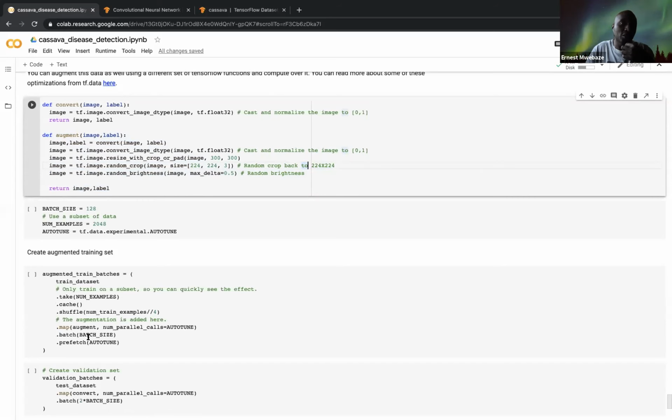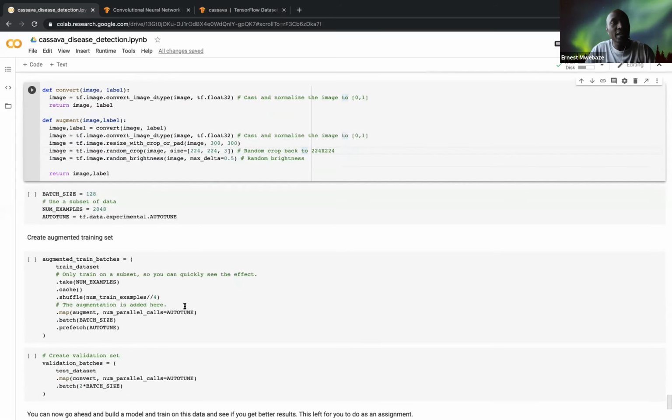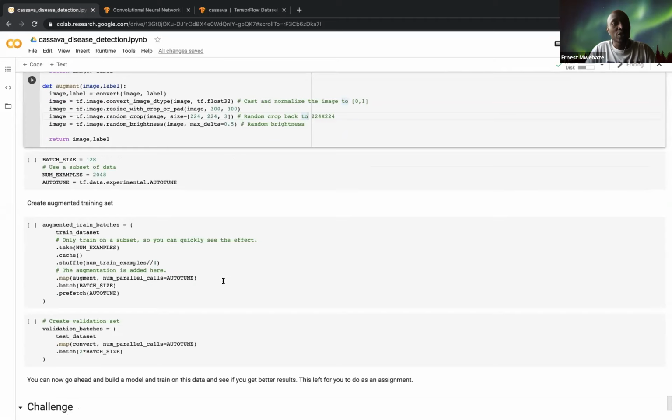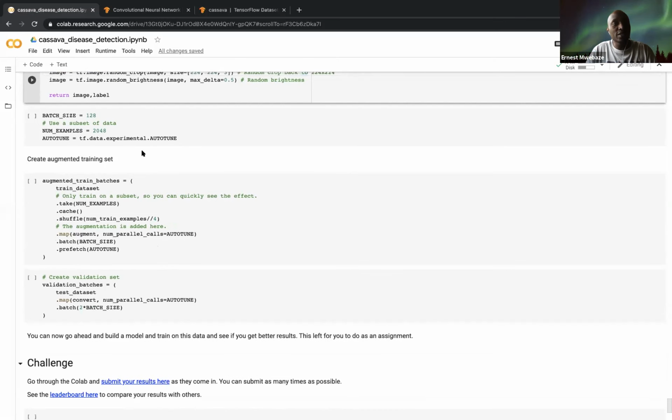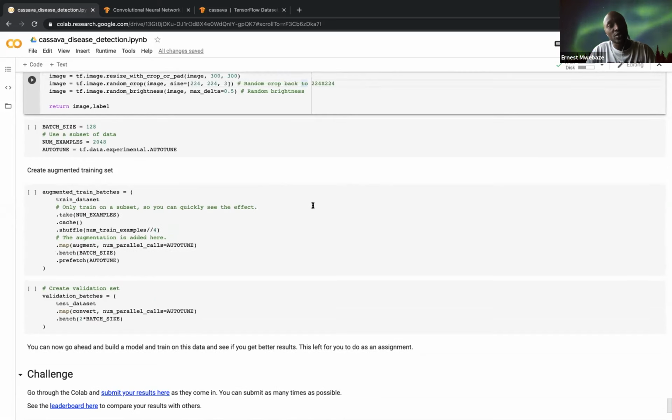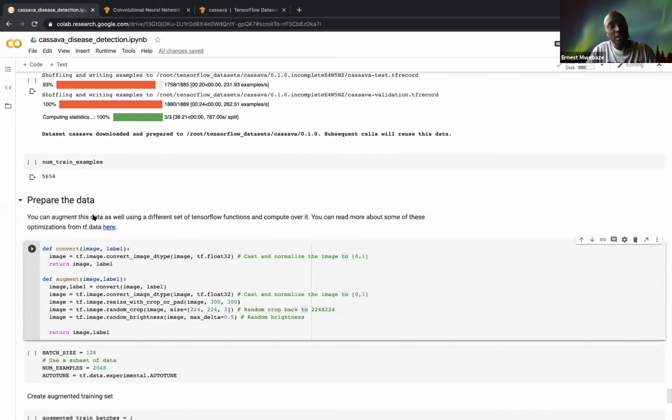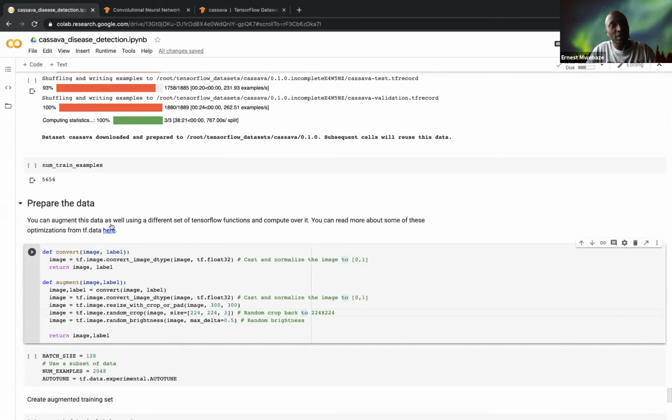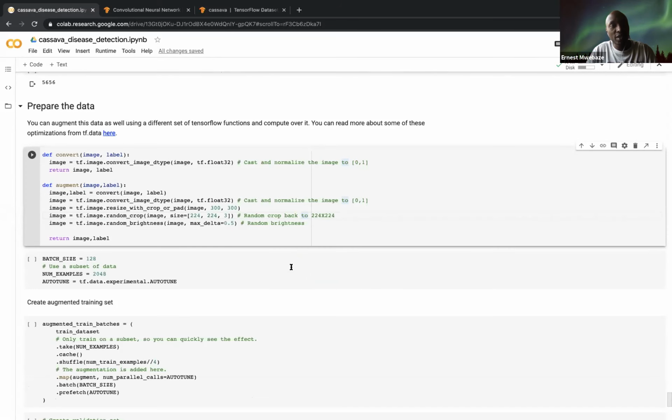So one way is to create an augmented data set. This takes advantage of this TensorFlow data toolbox or library. And if you want to know more about these optimizations, you can click here to explain more about these things.